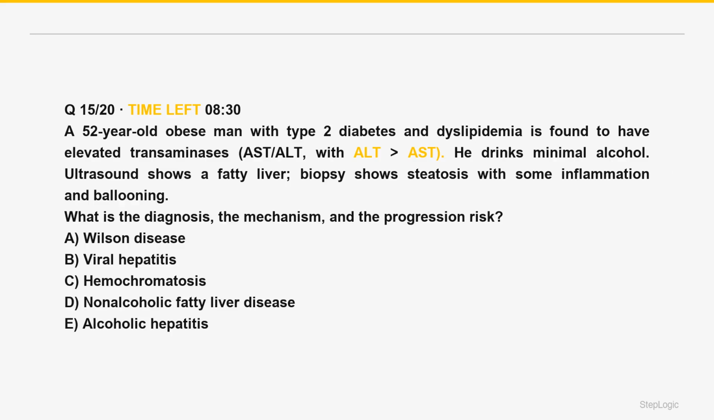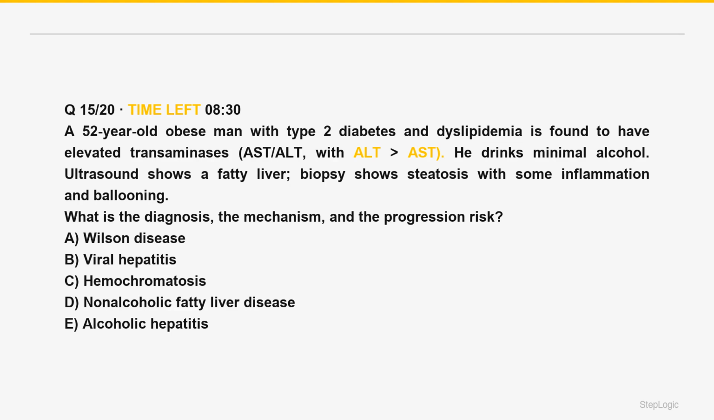What is the diagnosis, the mechanism, and the progression risk? A 52-year-old obese man with type 2 diabetes and dyslipidemia is found to have elevated transaminases, ALT greater than AST. He drinks minimal alcohol. Ultrasound shows a fatty liver. Biopsy shows steatosis with some inflammation and ballooning.